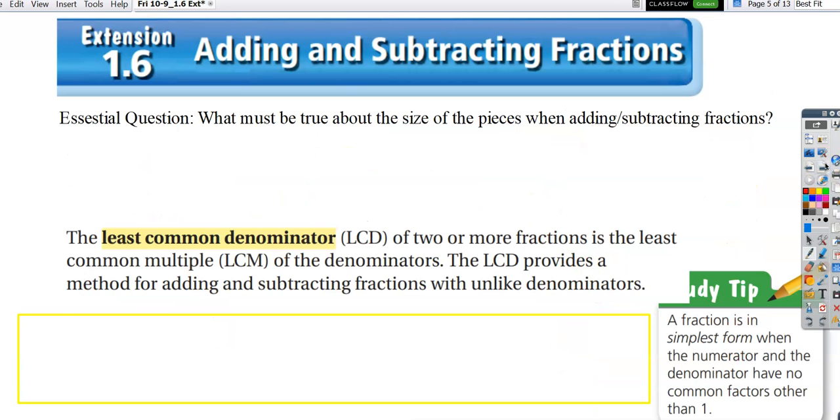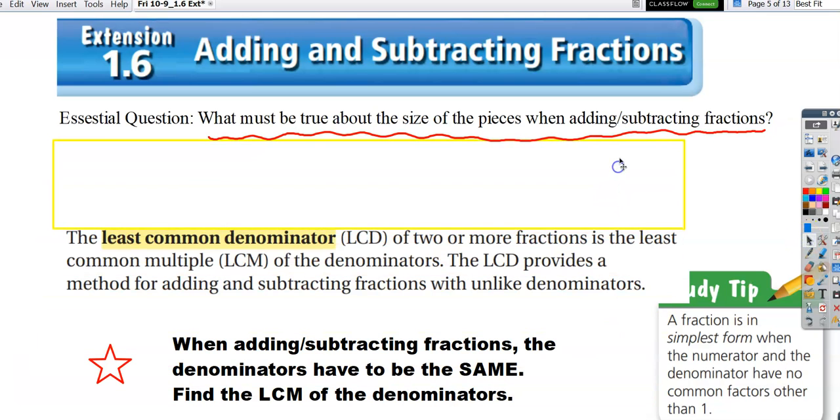So now let's get into the lesson where the essential question is, what must be true about the size of pieces when adding or subtracting fractions? And what must be true is this. This is what you're writing in your notes. When adding or subtracting fractions, the denominators have to be the same. But to make them the same, you have to find the least common multiple of the denominators. And now I'm telling you that the least common multiple is the same thing as the least common denominator.